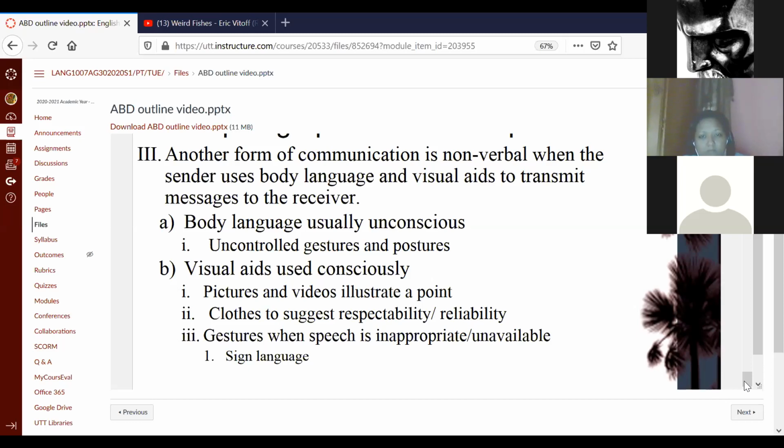Here we use body language, and it's usually unconscious. Visual aids like pictures and videos, how you dress, the kind of gestures you use to communicate. All these things also form or inform the message that the sender gives to the receiver, transmits to the receiver.